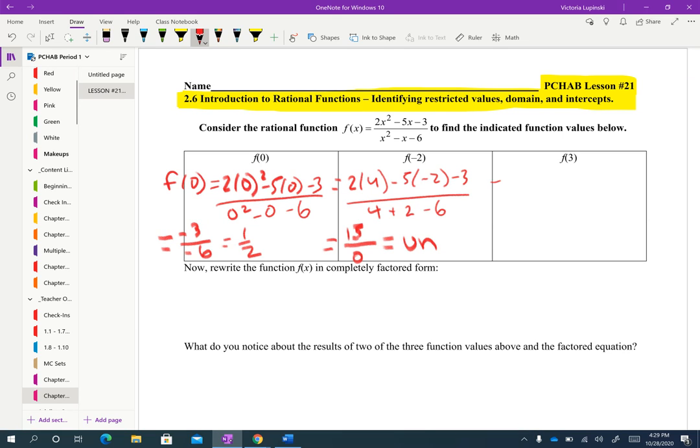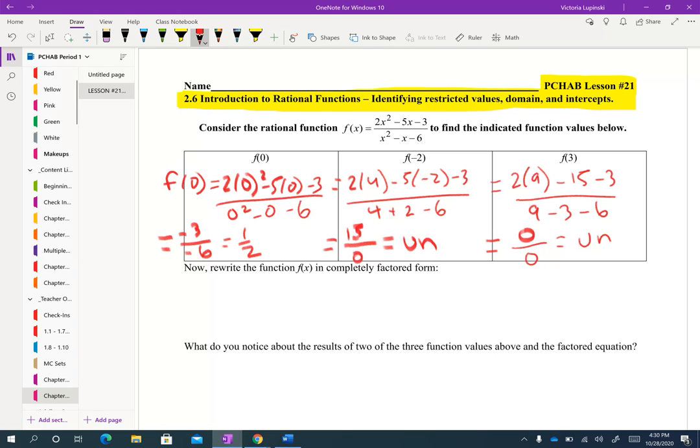For f of 3, that gives you 2 times 3 squared, which is 9, minus 5 times 3, which is 15, minus 3, all over 9 minus 3 minus 6. In the numerator, that gives you 18 minus 18, which is 0. In the denominator, you also get 0. And when you get 0 over 0, that is also undefined. Just to hit you with a little calculus term, that's what's called the indeterminate form, which means we can't determine a lot of things. But as far as we're concerned, f of 3 would be undefined.